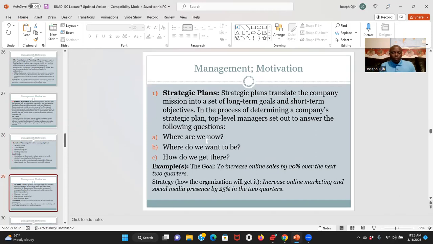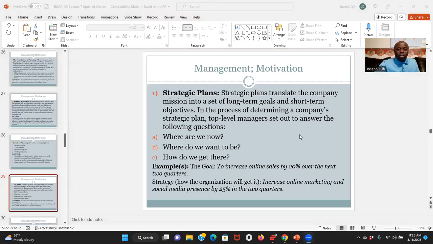I'll give you an example. For the company, the goal might be to increase sales by 20%. Increase sales by 20%. That's a strategic plan. Increase sales by 20% over the next 2 quarters. So now the strategy becomes increasing online marketing and social media presence by 25% in the 2 quarters. So the plan is to increase the online sales by 20%. To do that, you have to increase online marketing and social media presence by 25%. See?